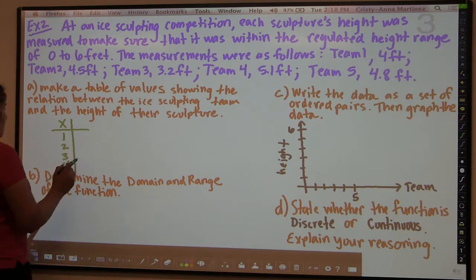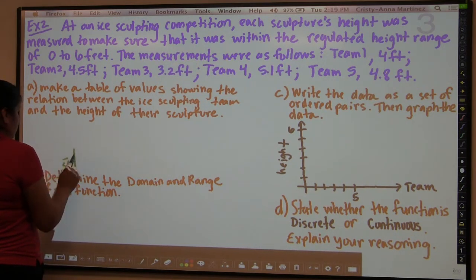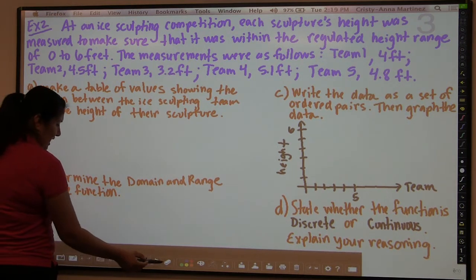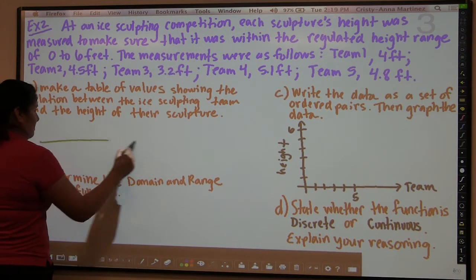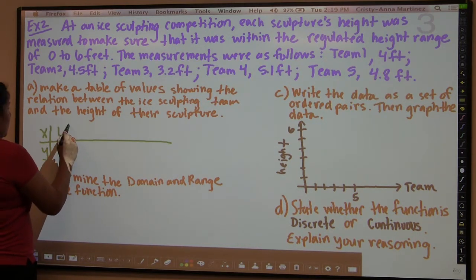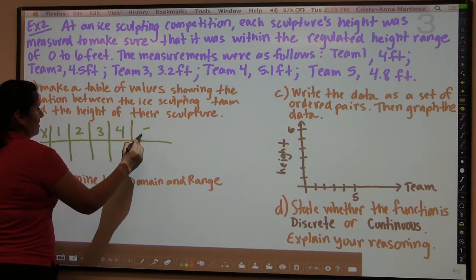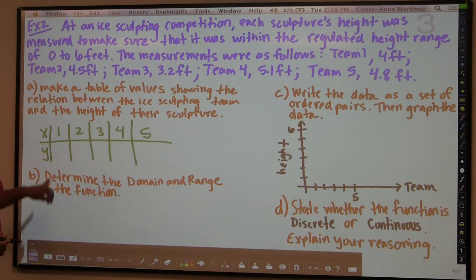5 teams. So let's go back on that little guy. My bad. We need some more space. So I am going to actually go this direction because I have more space that way. It doesn't really matter. But team 1, team 2, team 3, team 4, team 5. And then we're going to put the resulting height that they had for their sculpture.